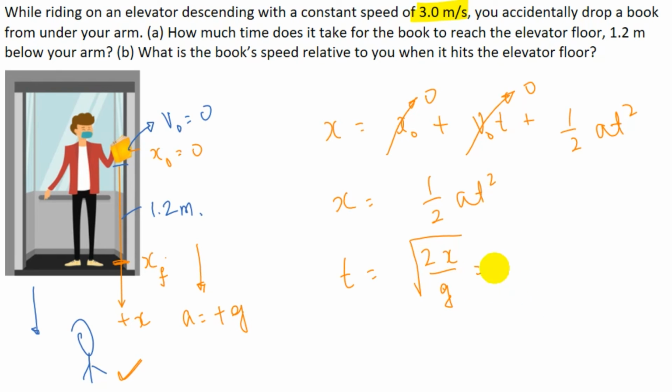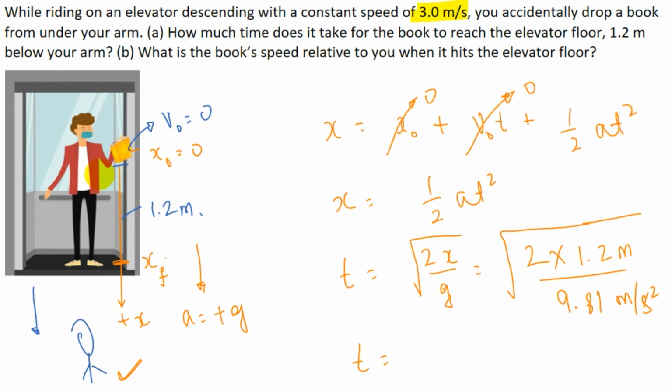Now we can put the values to find the answer. So under root 2 times the final position, which is 1.2 meter, divided by g, which is 9.81 meter per second squared. Now from here we can find that the time taken by the book to reach the floor would be 0.49 seconds. So in just this much time the book reaches the floor of the elevator.